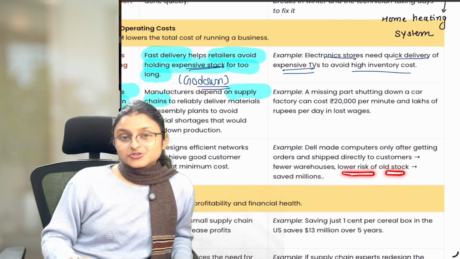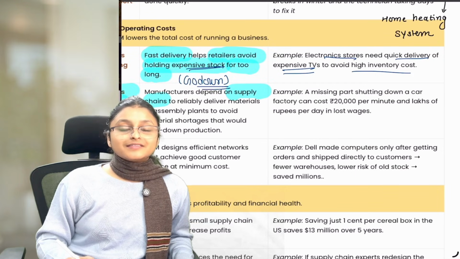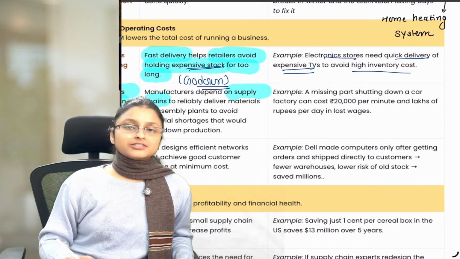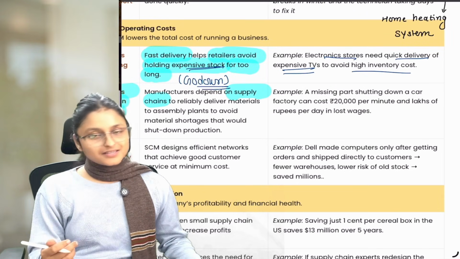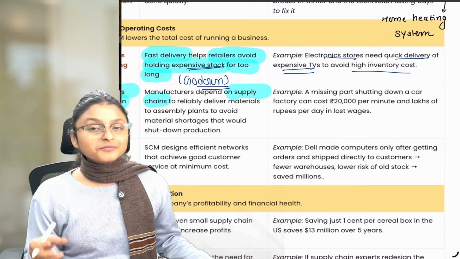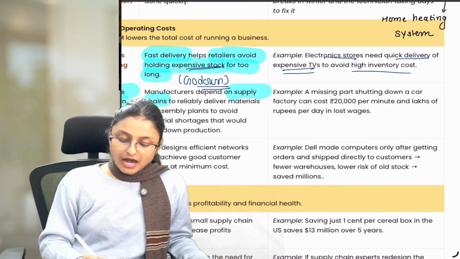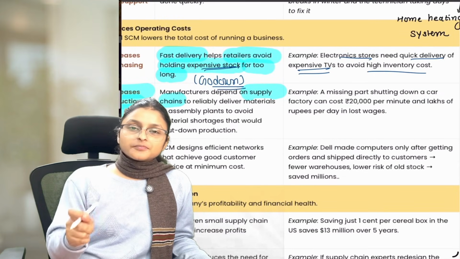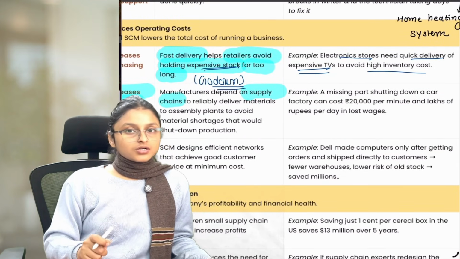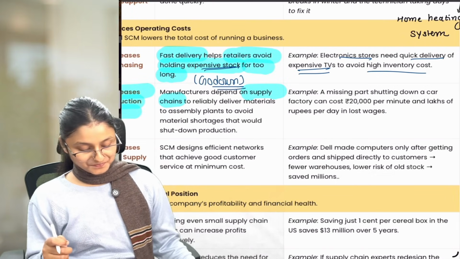Lower risk of old stock as they are not producing any inventory beforehand. There is low risk of obsolescence, that the particular laptop is now old and no one is buying it. There is no issue with it because you are not producing it beforehand, and it leads to saving millions. How was Dell able to do that? They will manufacture the product only when they get the order. They were able to do that with the help of managing supply chain properly.